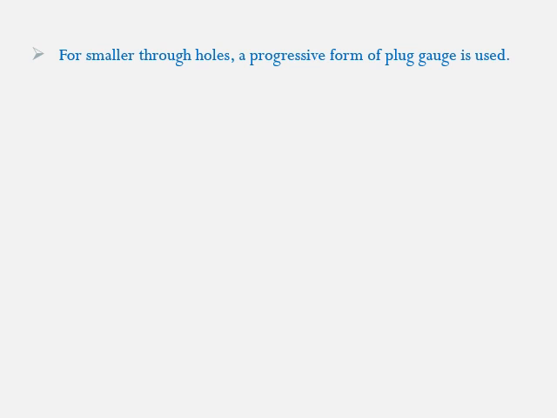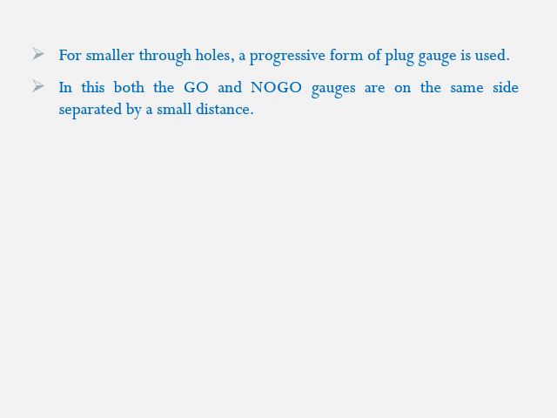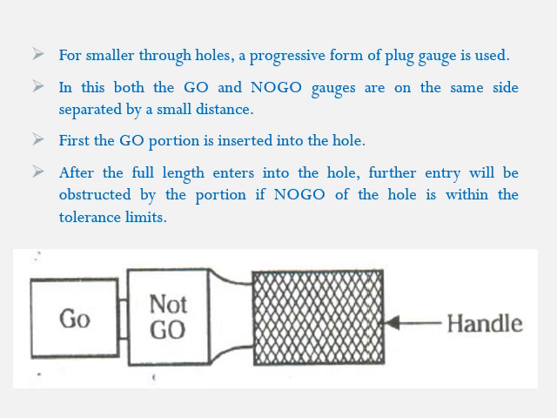For smaller through holes, a progressive form of plug gauge is used. That is for the large holes with larger aspect ratio. In this, both go and no go gauges are on the same side, separated by a very small distance. First, the go gauge is inserted into the hole, and after the full length enters the hole, further entry will be obstructed by the no go gauge if the hole is within the tolerance limit.